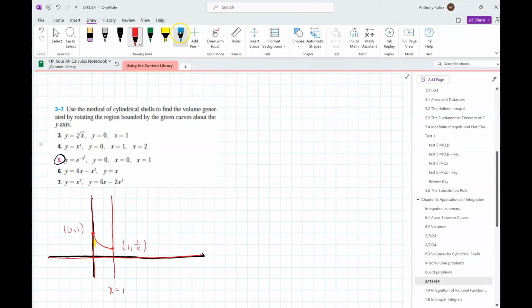So, a different color. And it says we want to use shells to do this. Now, in general, would I do shells to do this? No. Why not? Easier. It's convex, right? I'd just use discs. Disc, disc, disc.